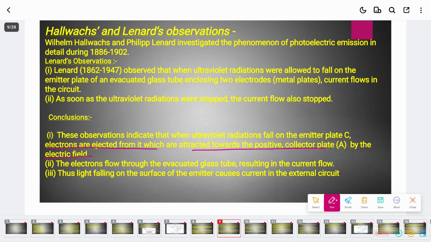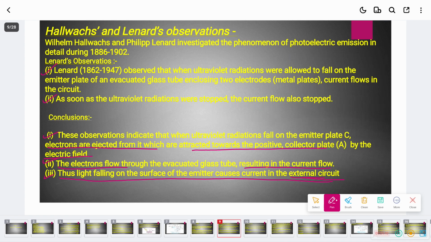I told this one already. The electrons flow through the evacuated glass tube, resulting in the current flow, and thus light falling on the surface of the emitter plate causes current in the external circuit. So already two observations and two conclusions. Always you have to write this for each experiment.